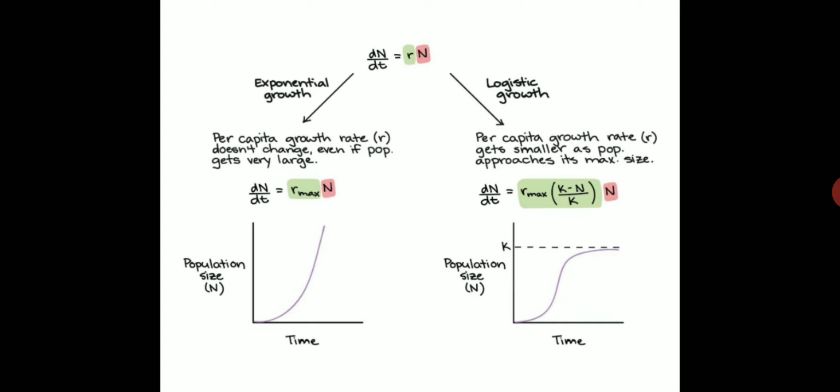But in real situations, it hardly occurs because as population density increases in an area, each individual has access to fewer resources. So a particular environment can only support a maximum population size. The number of individuals of a particular species that a particular environment can support indefinitely is called carrying capacity, which is represented by the letter K.